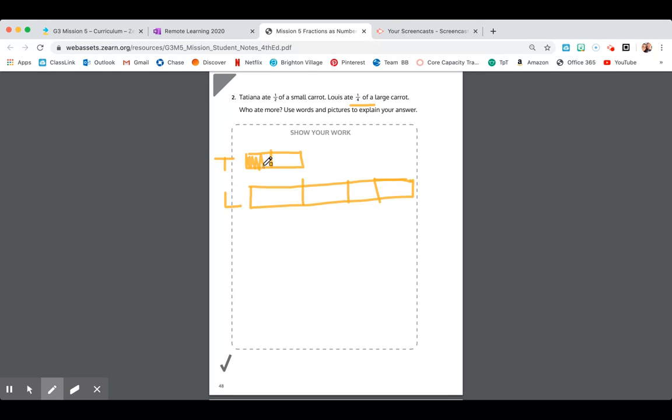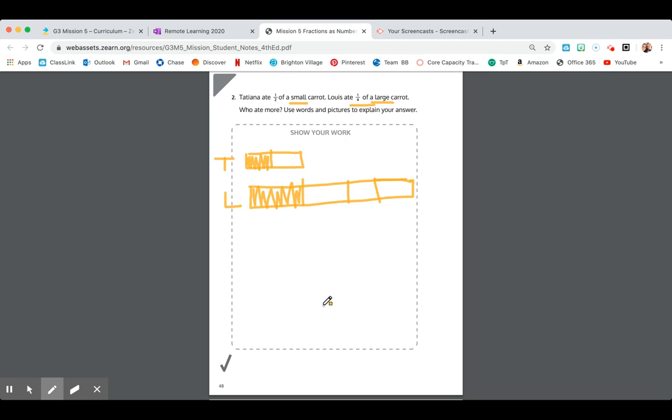So there's her 1/2. There's Louis' 1/4. Now, if we use the reasoning we did before on the page before, we would know that, well, 1/4 is smaller or less than 1/2. However, looking at my picture, these words, small and large carrot, tell me that the whole is not equal. And what I mean by that is Tatiana's whole and Louis' whole are not the same size.